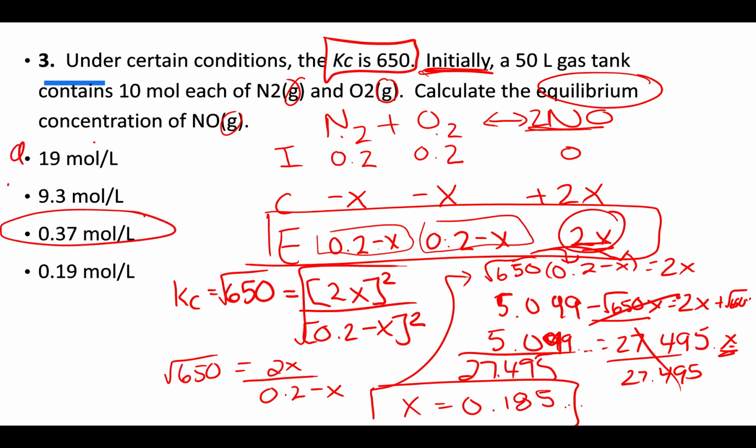So again, this was an old diploma question. The column here should have been A, B, C, D. But that's how we solve. Set up ice, use your equilibrium column in the Kc expression, solve for x, and then go back to the equilibrium column, or row, sorry, to figure out what you are asked.